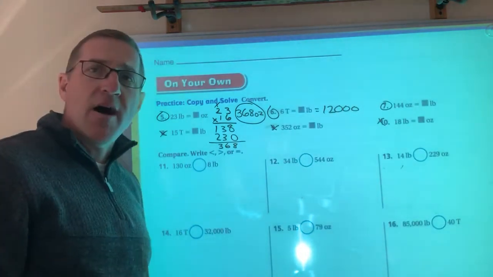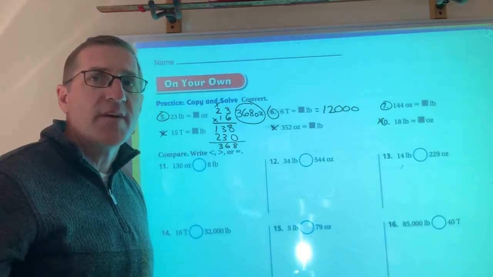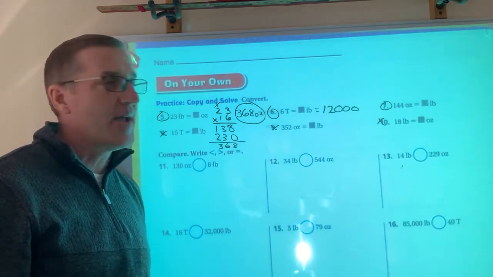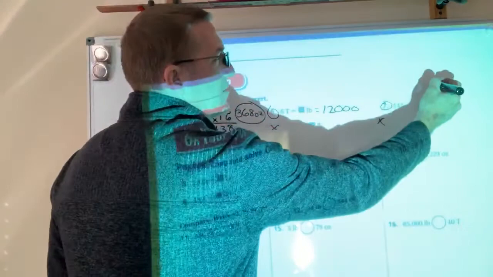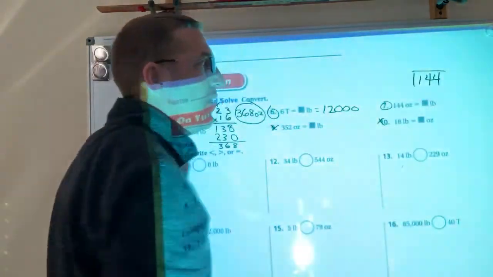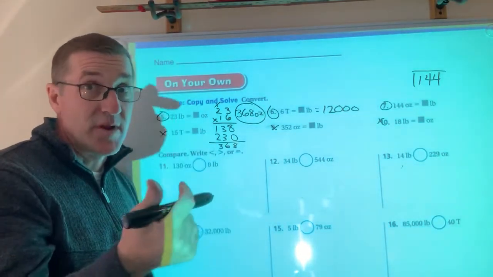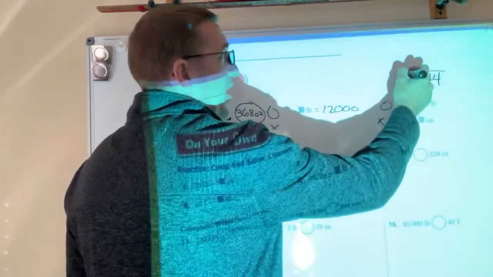All right, I want to go from ounces to pounds. Well, pounds are bigger, so I need fewer. And if I need fewer of something, I divide, right? So I'm going to take 144 and divide it by, well, what's the conversion between ounces and pounds? The one I told you to remember really well, 16, right?